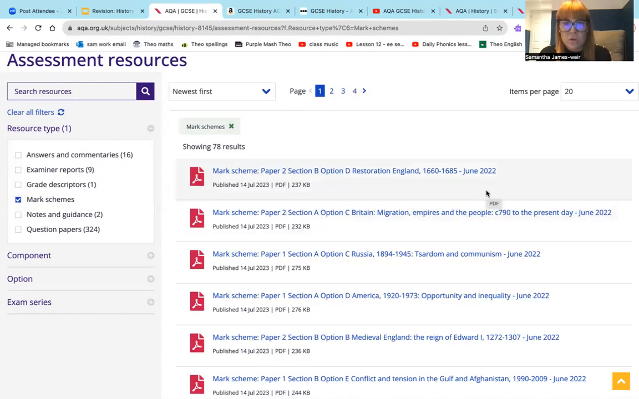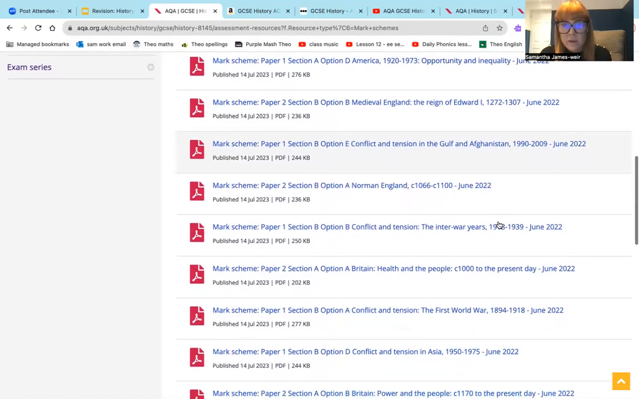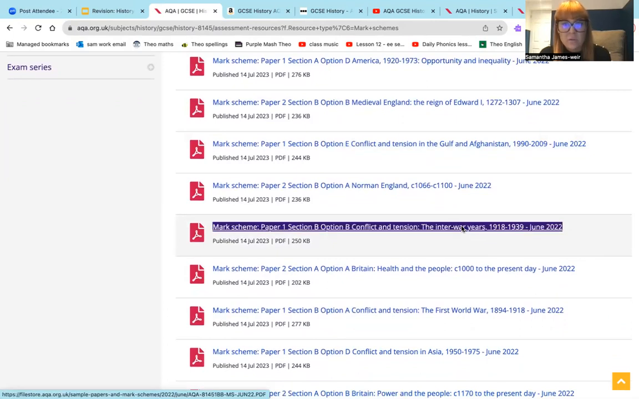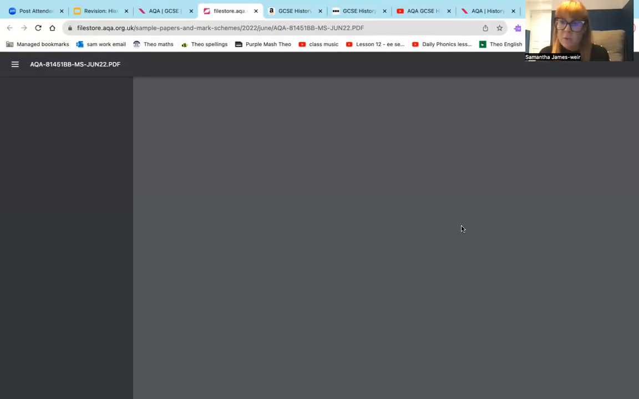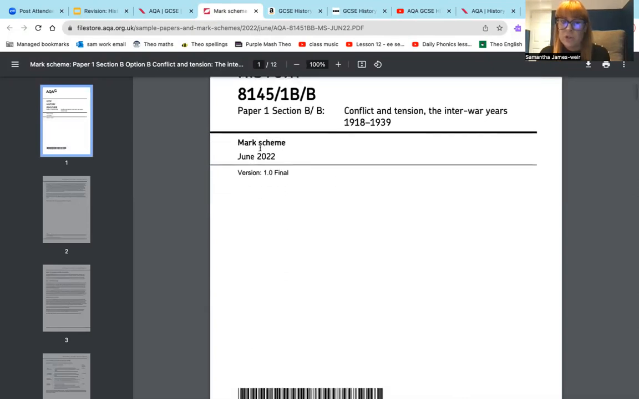So if you have a look on some of the mark schemes, let's pull one up that's relative to what we're doing. I can show you. Okay, into all years, conflict and tension. So if they answered the questions, make sure the year is right. So the question paper would be June 22, they'd answer. Then you'd find the mark scheme for June 22.